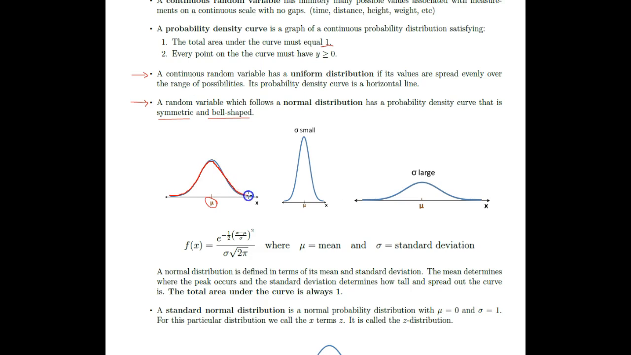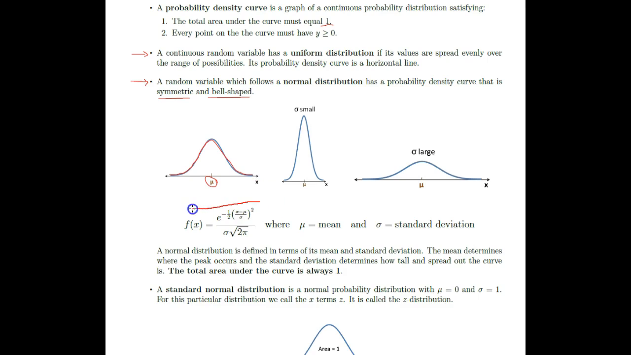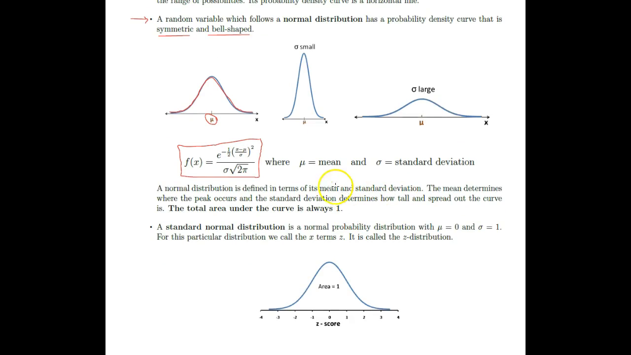Okay, now this curve right here has an equation for it. And that equation is right here in this box. This f of x equals e to the negative 1/2 times x minus mu over sigma all squared, all over sigma times root 2 pi. So take that down. You're going to want to memorize that formula. Just kidding. We're not going to be using that formula at all. We will be using computer software and calculator software to help us analyze that curve for certain values, which is pretty cool. And it's pretty nice that we can do that now.